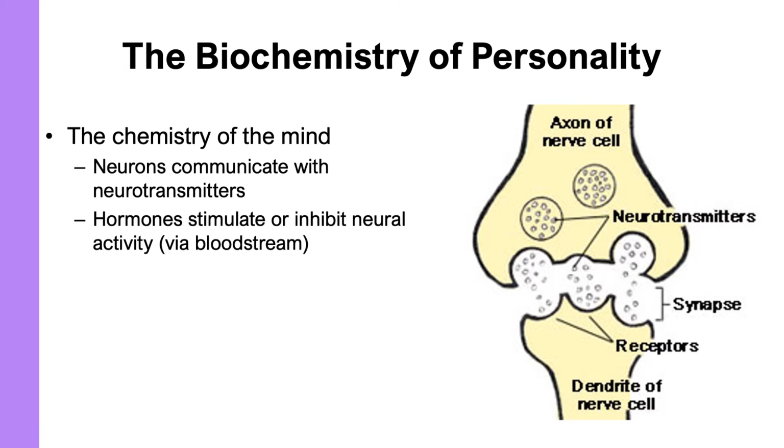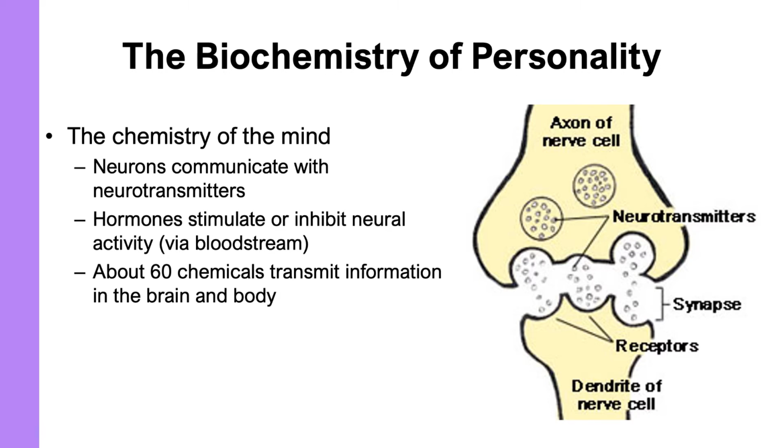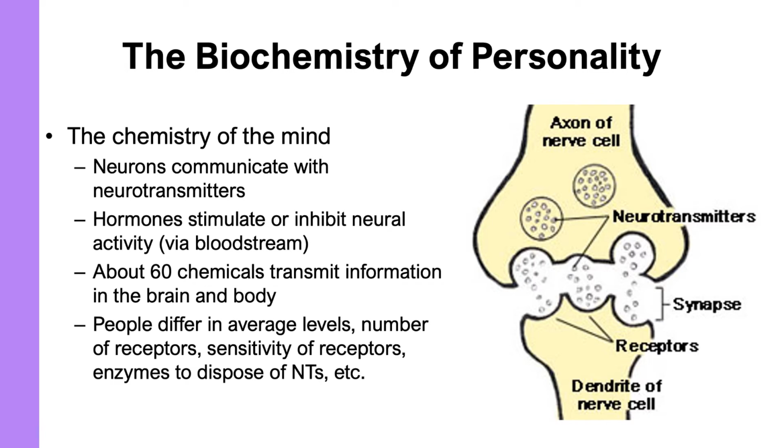Currently, they know of about 60 different neurochemicals that transmit information, and that includes neurotransmitters and hormones. But there are new ones that are being discovered every so often, so that number is definitely not a fixed amount. When we're thinking about how personality is related to neurotransmitters and neurochemicals, it's not just levels of neurotransmitters, excesses and deficiencies, the way Galen talked about it.